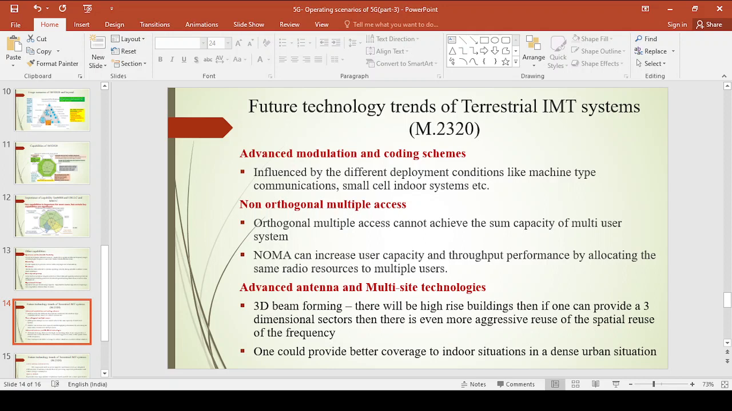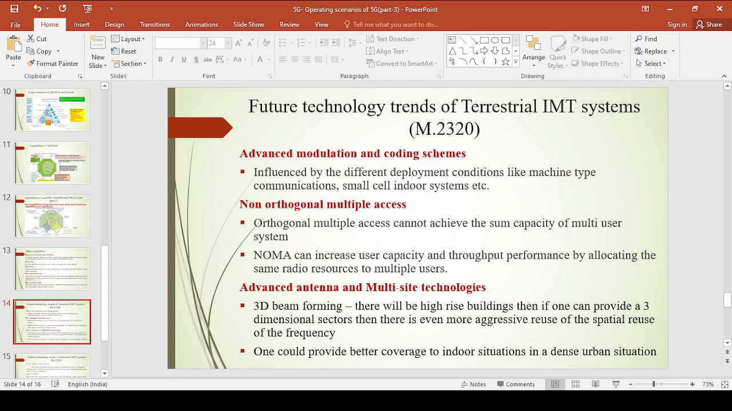Now this can be overcome under non-orthogonal multiple access, through which you can increase the user capacity and throughput performance by allocating the same radio resources to multiple users. Through this, the capacity will be improved and throughput will be improved. And next we have advanced antenna and multi-site technology. These are the future technology trends of terrestrial IMT system.